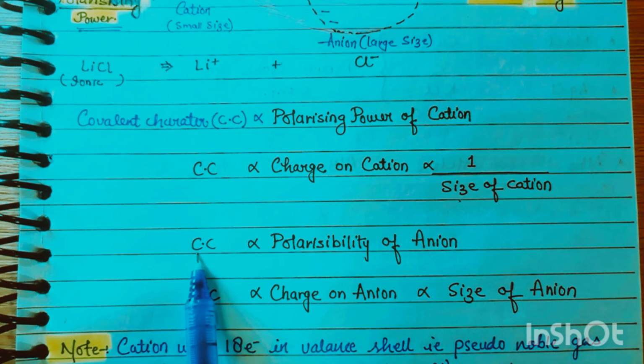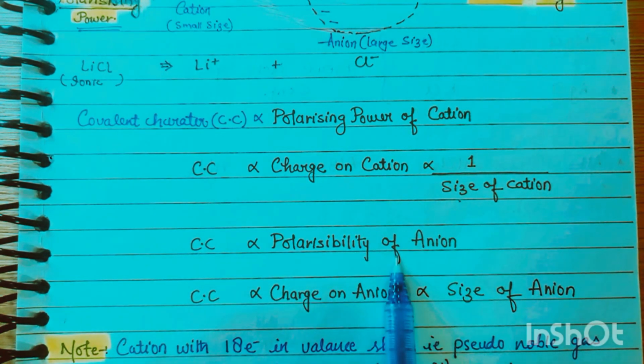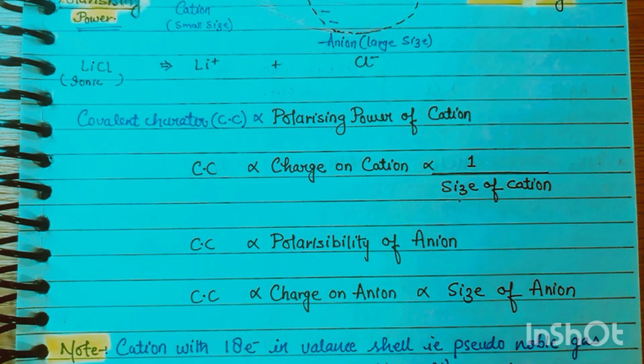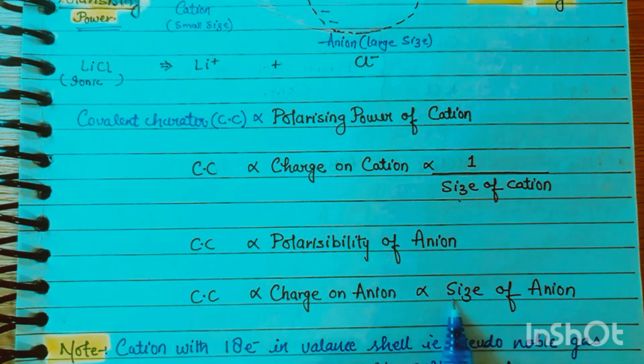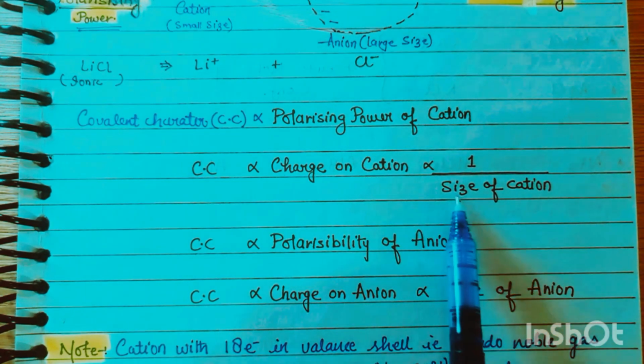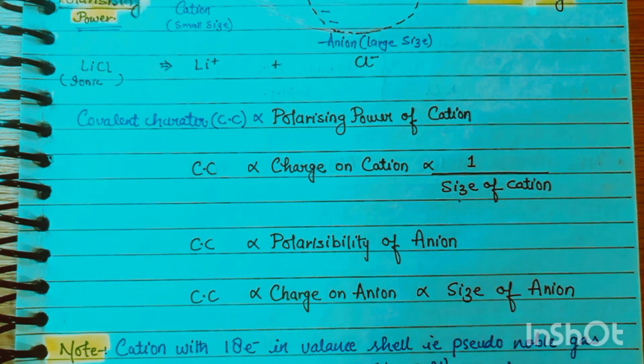Similarly, we can say Cc means covalent character. Covalent character is directly proportional to the polarizability of an ion, that is, ability to polarize. It means the larger the size of an ion, the more easily it can get polarized. So we can say covalent character is directly proportional to the charge on the anion as well as the size of the anion, but it is inversely proportional to the size of the cation. You can take a screenshot of this.